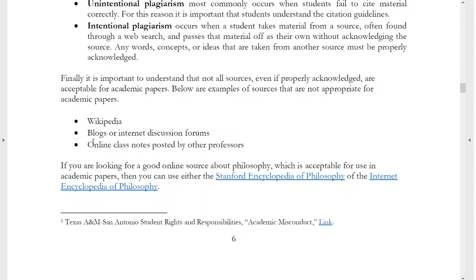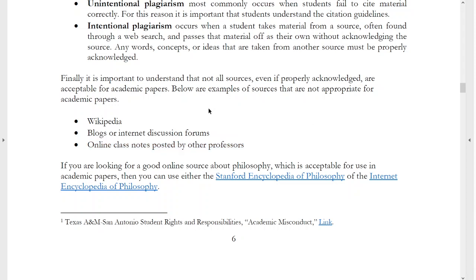Wikipedia, blogs or internet discussion forums, online notes posted by other professors. This one in particular can be a common one that leads to plagiarism. When you start using online class notes posted by other professors, it often leads to students taking those ideas directly, just putting them in their paper without attribution, and that is a recipe for plagiarism.